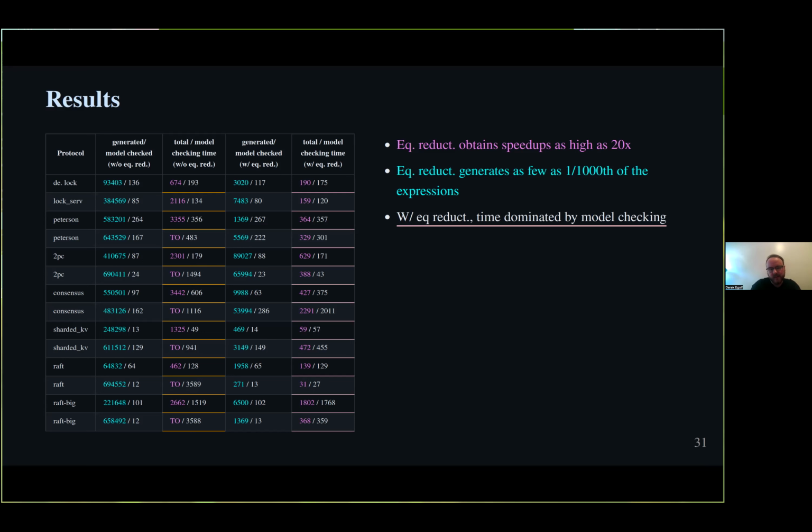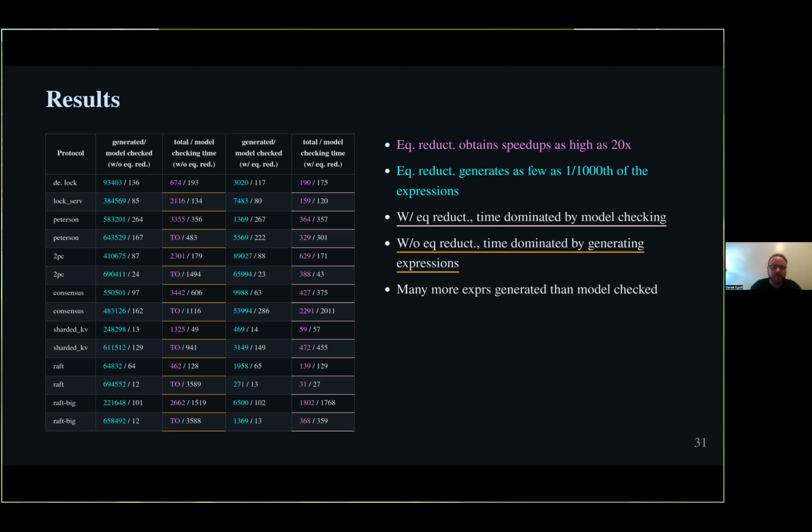In the rightmost column, those two numbers, the pink one is the total time, and the one next to it is the time spent model checking. You'll notice that those numbers tend to be quite close to each other. So we would say that the time is dominated by model checking when we use the equivalence reduction. In contrast, if you look at the column underlined in orange, those numbers are not so close together. And so the time is actually dominated by other things, in particular, generating expressions.